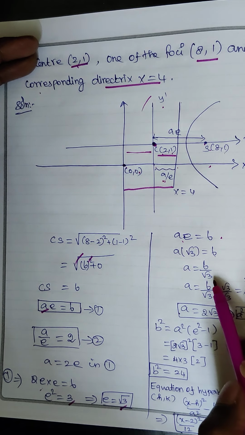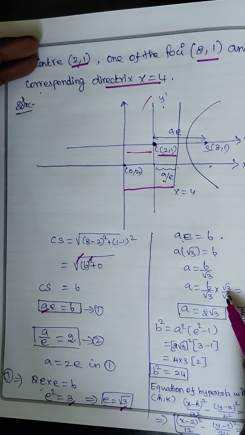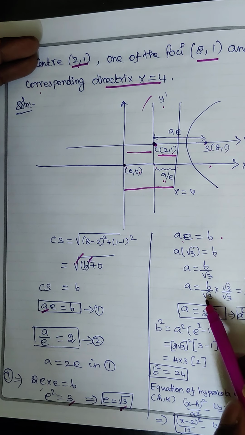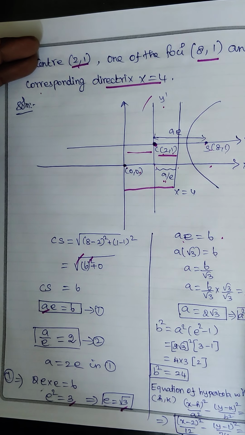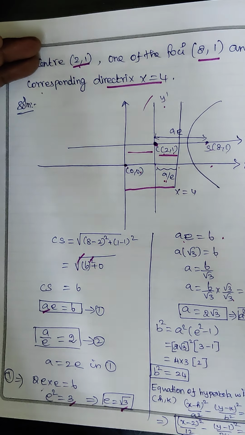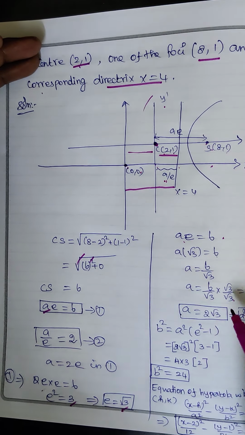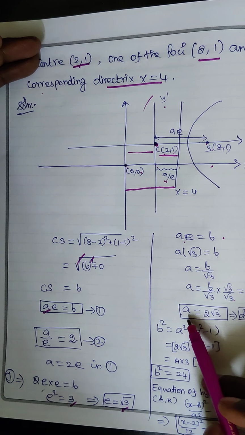So a is equal to, I am going to multiply and divide by root 3. So 6 root 3 divided by root 3 into root 3. So 6 root 3 divided by root 3 into root 3 value 3. So 3 and 6 get cancelled. So 2 root 3. So that is what? A.